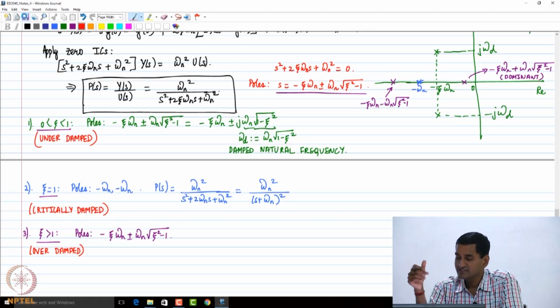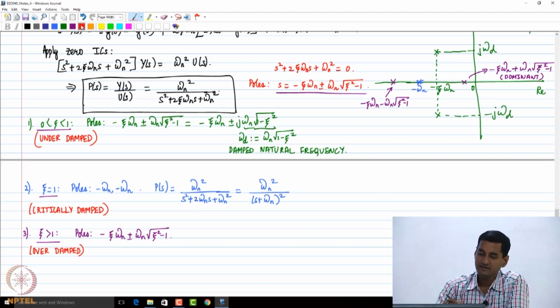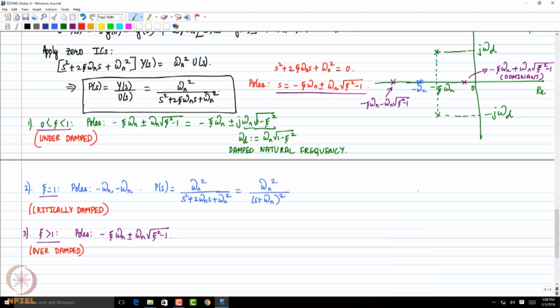Now what is the physical significance associated with each of these cases? Because we have defined it based on the damping ratio, what is the implication? That's something which we are going to see. As an aside, to give us a feel of what we are dealing with, let's consider the mass spring damper system that we already looked at.